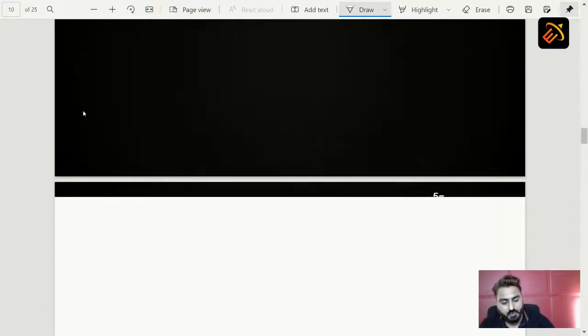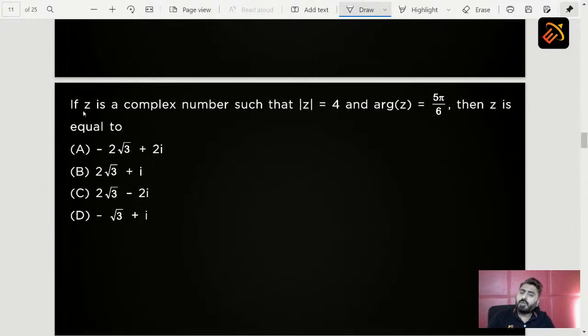The next MCQ here is what? So the next MCQ is, if z is a complex number such that mod of z is equal to 4 and argument of z is equal to 5 pi by 6, then z is equal to what? Here our options are: option A, minus 2 root 3 plus 2i; option B, 2 root 3 plus i; option C, 2 root 3 minus 2i; and option D, minus root 3 plus i. So students, how will this be solved?